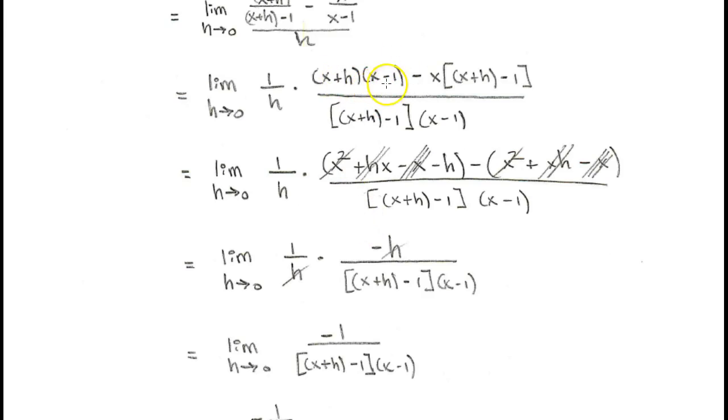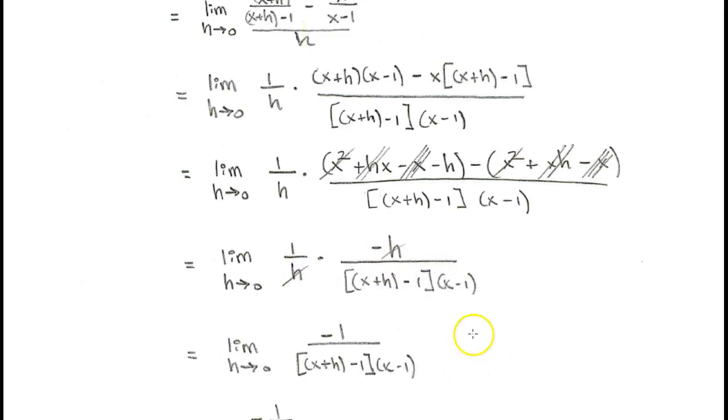So multiply this guy out, right? x squared plus hx minus x minus h. Multiply this through, multiply the x through, distribute it, minus x squared. Be careful with the minus when you distribute the negative sign. So minus quantity x squared plus xh minus x. Cancel out like terms, and all you're left with in the numerator is a minus h.